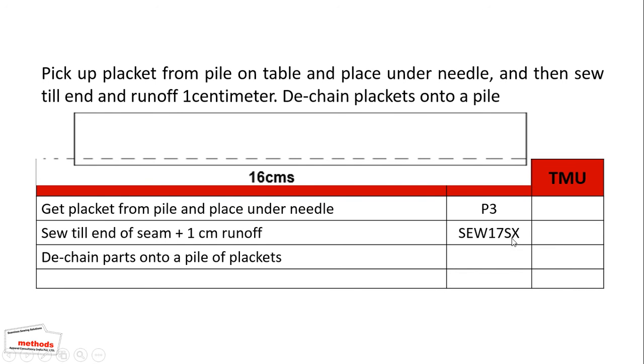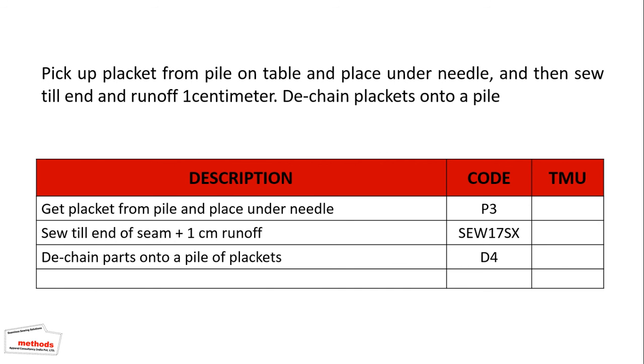The difficulty level is S because a placket can be considered as a single ply or part which has to be overlocked upon. So it has the least difficulty level while stitching. Also, in the end, we have the stop accuracy level, which is also the lowest, that is X. This is because you have a centimeter runoff and do not really require any stop accuracy. In the end, we dechain the placket parts and put them into a pile, so it's a D4 code. Then the TMUs are allotted, so the P3 and D4 codes have their respective TMUs.